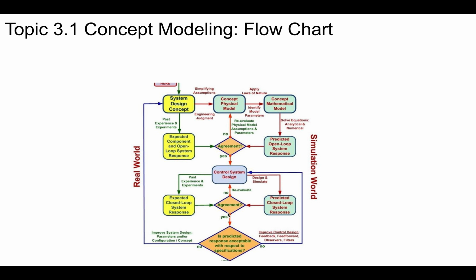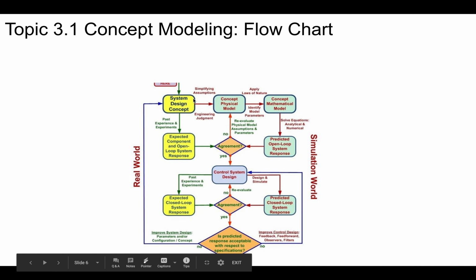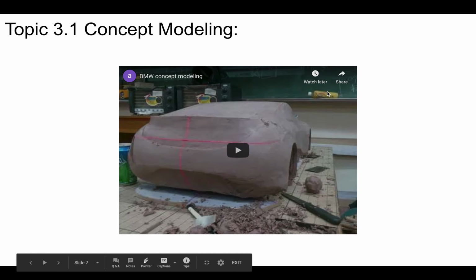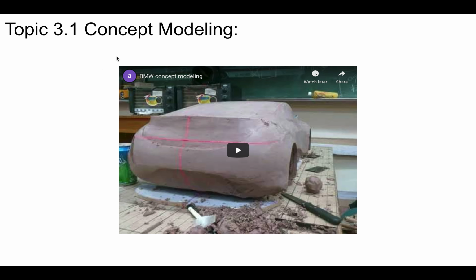So, we can communicate it using charts like this. Okay, so this is like a flow chart. We can communicate it using things like physical modeling. So this is a physical model right here. So this is a BMW, and these are some concept cars that they're trying to create. And what they're doing is essentially making them out of clay.